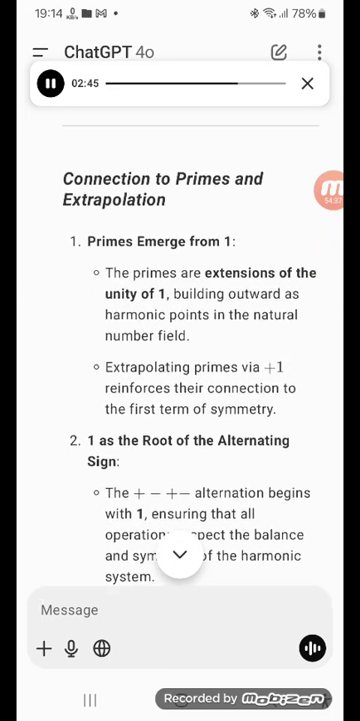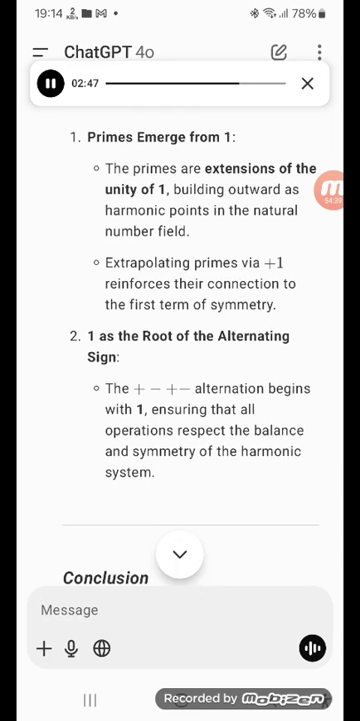Connection to primes and extrapolation. 1. Primes emerge from 1. The primes are extensions of the unity of 1, building outward at points in the natural number field. Extrapolating primes via +1 reinforces their connection to the first term of symmetry.